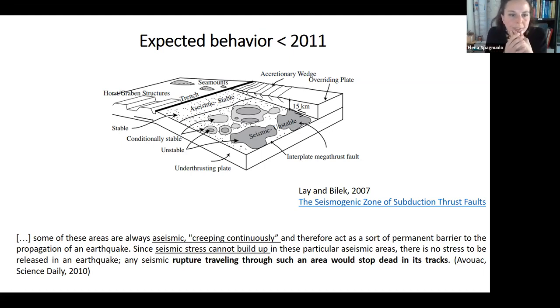And the idea was that these clays, these sediments, the region made of sediment, was seismically stable. So meaning that it was creeping continuously and therefore acted as a sort of permanent barrier to the propagation of earthquakes. Since seismic stress cannot build up in this particular area, there is no stress to be released in the earthquake. Any seismic rupture traveling through such an area would stop dead in its tracks. And this is from Wang and Hu 2010.